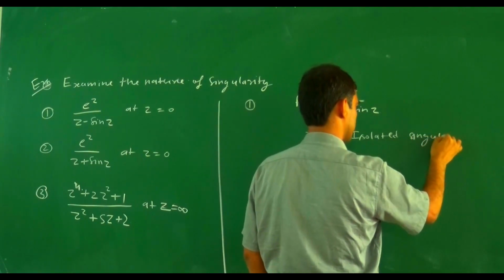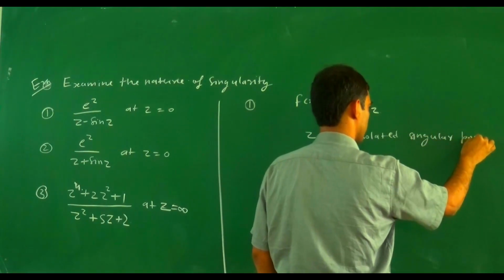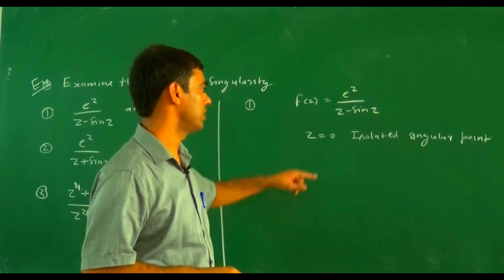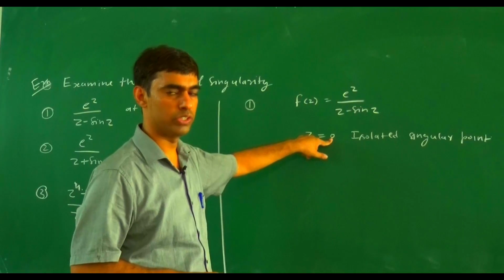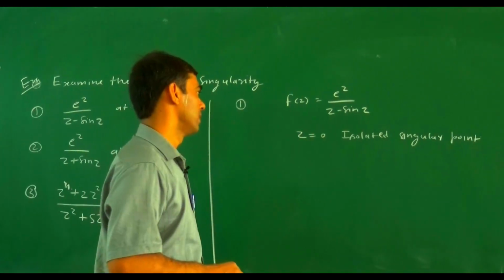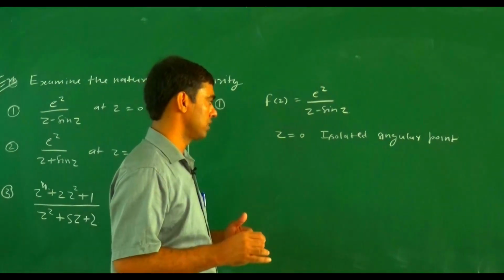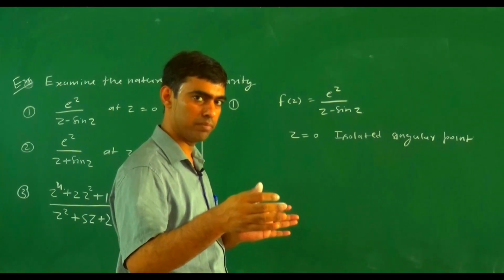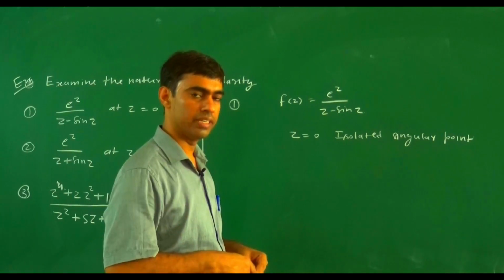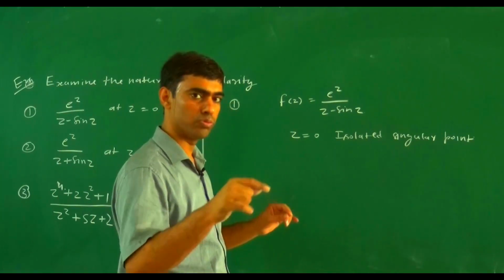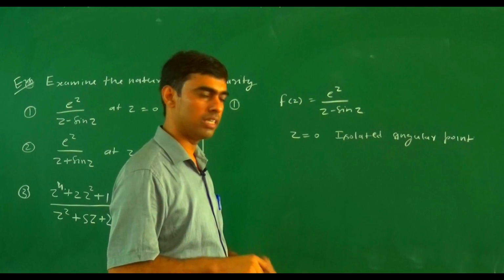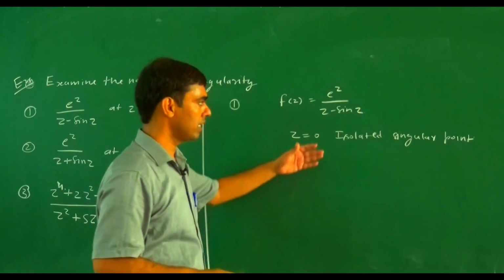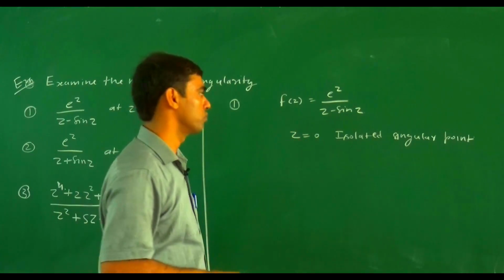Isolated singular point, because we are able to find a small neighborhood where there is only one singular point. There is a gap between 0 and pi, so we draw a small neighborhood between 0 and pi which includes only the singular point. Now, is this a pole, an essential singularity, or a removable singularity?